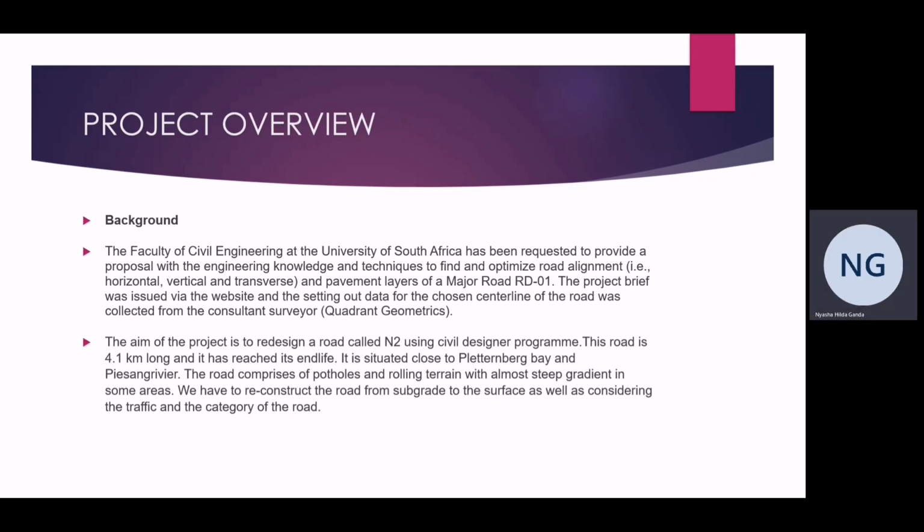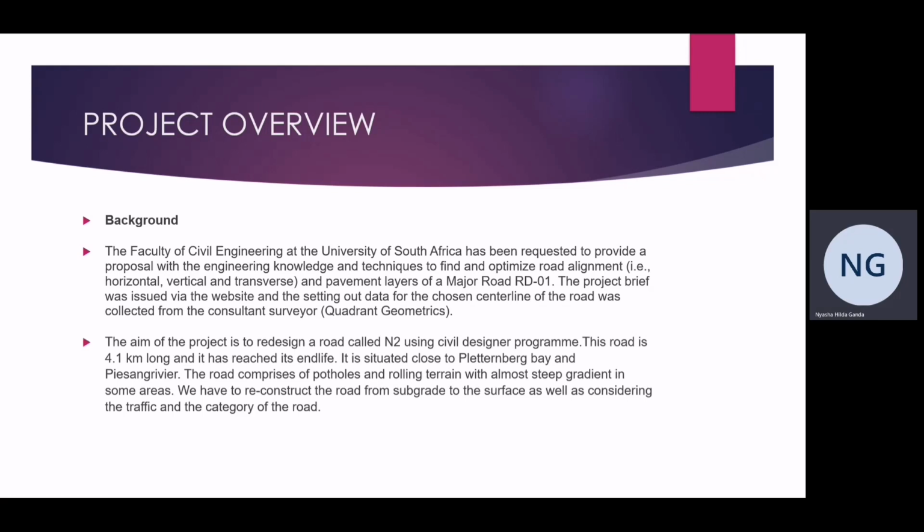The project overview. Background. The Faculty of Civil Engineering at the University of South Africa has been requested to provide a proposal with the engineering knowledge and techniques to find and optimize the road alignment, that is the horizontal, vertical, and transverse, and pavement layers of the major road. The project brief was issued via the website, and the setting out data for the chosen centerline of the road was collected from a consultant surveyor.